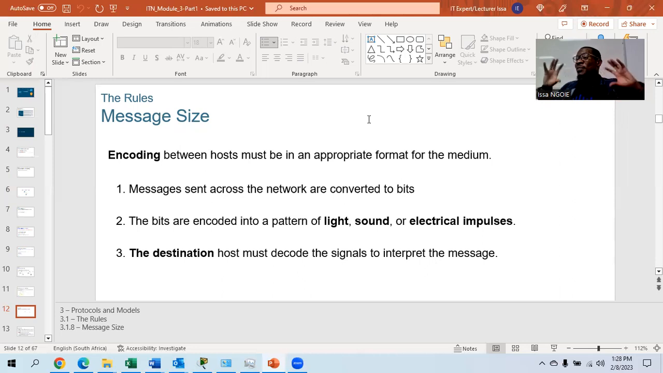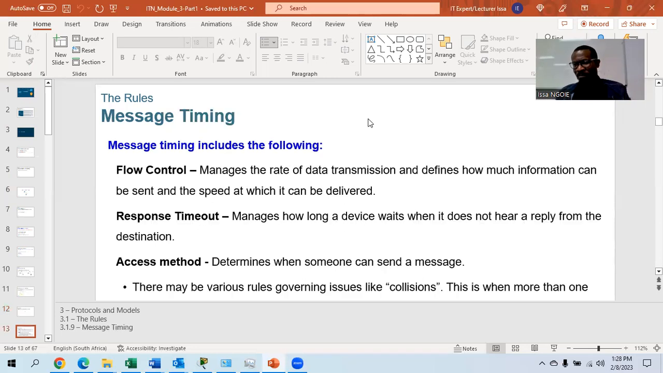So it means this: when I'm sending you a message, that message will be converted to thousands of 0, 0, 0, and 1, 1, 1, right? But when you are going to receive that message, you have to decode it again. You have to understand the meaning of it, right?